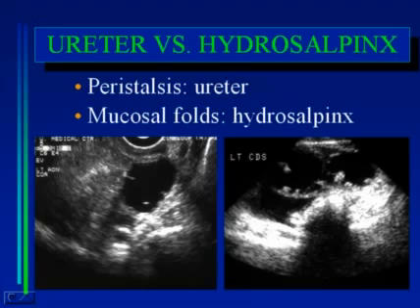partial septations due to mucosal folds. Here is an example of the partial septations in one patient, and these can be all the way around the periphery of a hydrosalpinx, giving you a so-called cogwheel appearance as we see here.